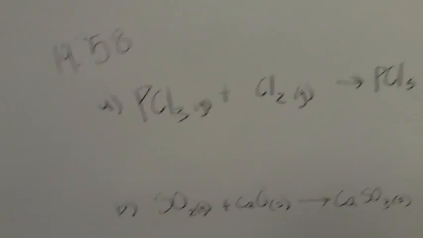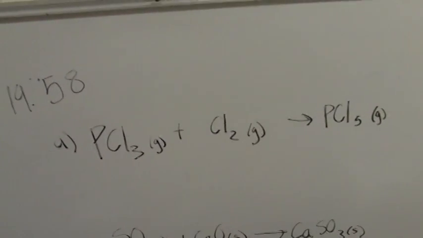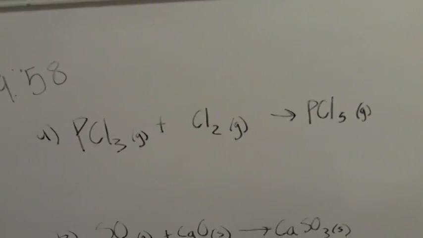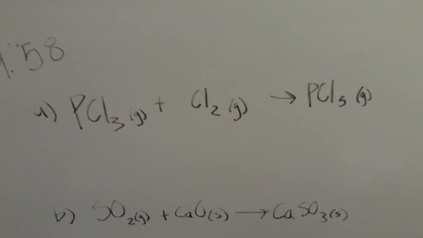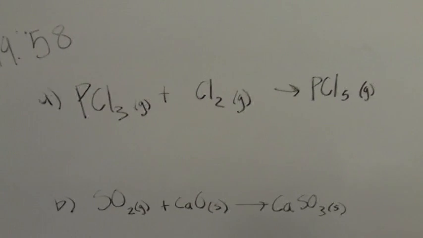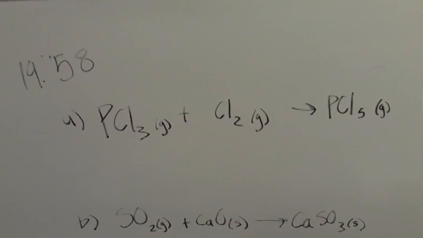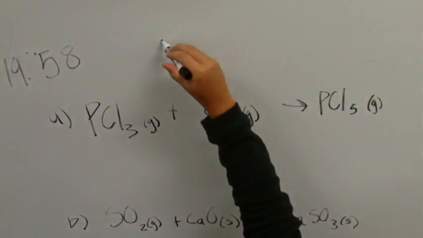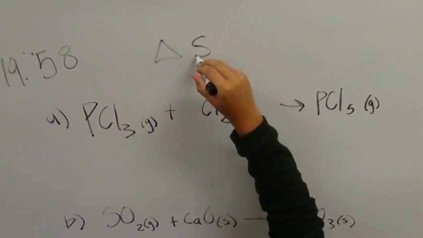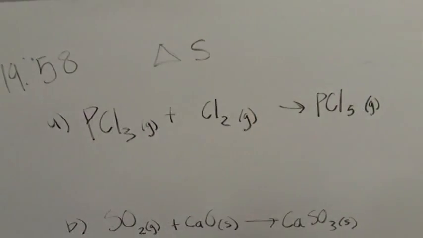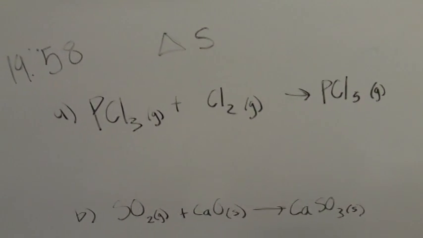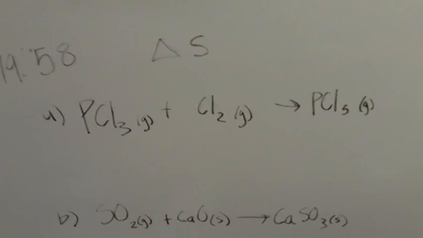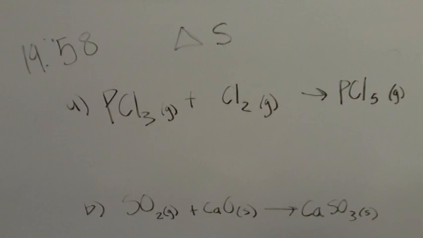19.58. Predict the algebraic sign of entropy change for the following reactions. All right, entropy. Jacqueline talked about this in the previous equation. Dealing with delta S, that is what we are talking about. Delta S, spontaneity. It's great stuff. Predict the algebraic sign. So, straightforward problem here.